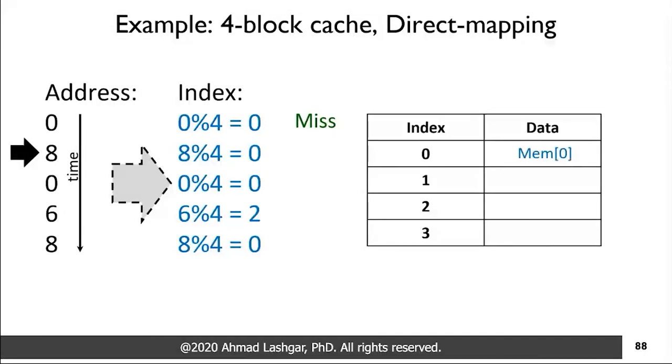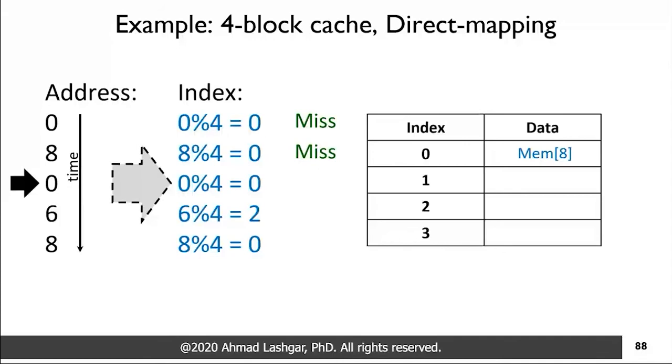Then we go to the next request. Next request is for address 8. Address 8 is mapped to index 0. At index 0, we have memory address 0, not address 8. So again, that's a miss. We have to bring the data into the cache, and we have to replace mem0, which is already in the cache. We do so, and then we go to the next request.